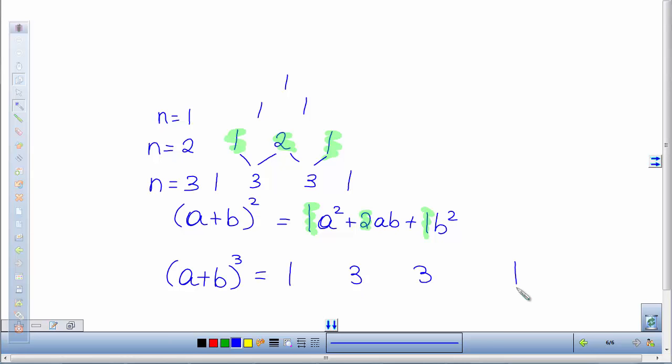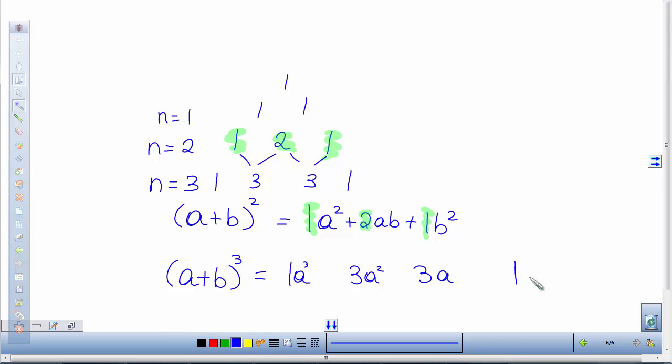Now, the way that I'm going to decide what my variables are going to be is I'm going to start with one variable and decrease the powers on it. So we've got 1a cubed. This is going to be 3a squared. This is going to be 3a. And then this one would be a to the 0, so I don't have to write anything.